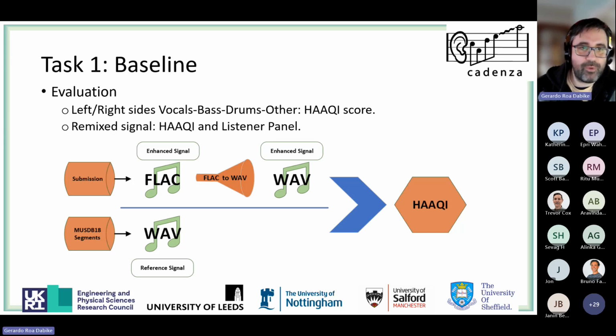So for the evaluation, this is a way to describe what we did technically. We took the music, the WAV signal from the MUSDB18, the segment corresponding to what was selected from the submission, the corresponding segment that was shared as a FLAC signal. We applied FLAC to WAV, the compressor, and having both signals in WAV and 32 bits, we scored the HAAQI.